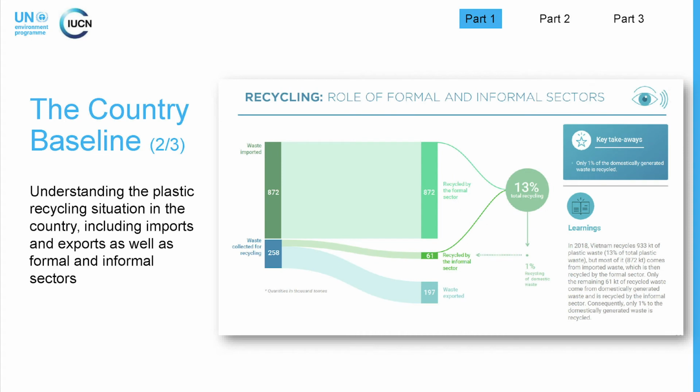In this baseline, we also have different focuses. One of them is the recycling situation in the country. And the guidance provides a framework to include imports and export of plastic, as well as the contribution of the formal and the informal sector in making the recycling picture. In this example, you can see that the recycling rate in the country is 13% on average, but this is mainly stemming from imported plastics. If you look at the recycling of domestically wasted plastic, it's only 1%. And this is typically the type of information or information gap that you want to have in mind when, as a company or as a country, you want to calculate or mitigate your plastic footprint, for example.